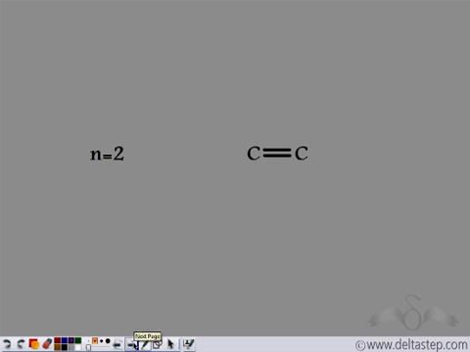Let's take n equal to 2. There are 2 carbon atoms, and the 2 are linked to each other by a double bond since we are talking of alkenes. Now let's satisfy the other places. Each carbon can now form only 2 more covalent bonds, 1, 2, 3 and 4, and these places are taken up by hydrogen atoms. So this is an alkene containing 2 carbon atoms.